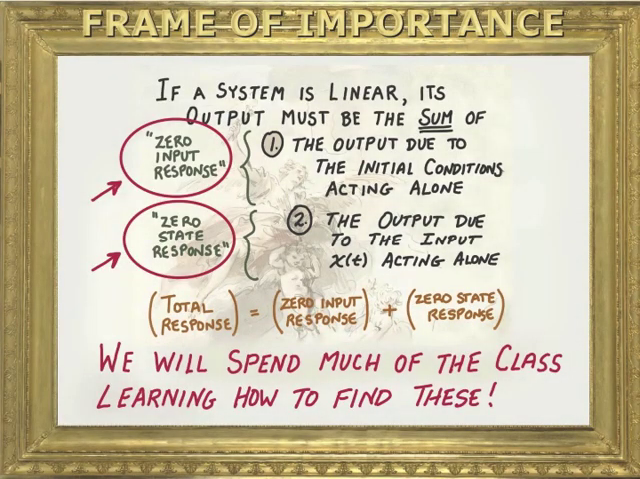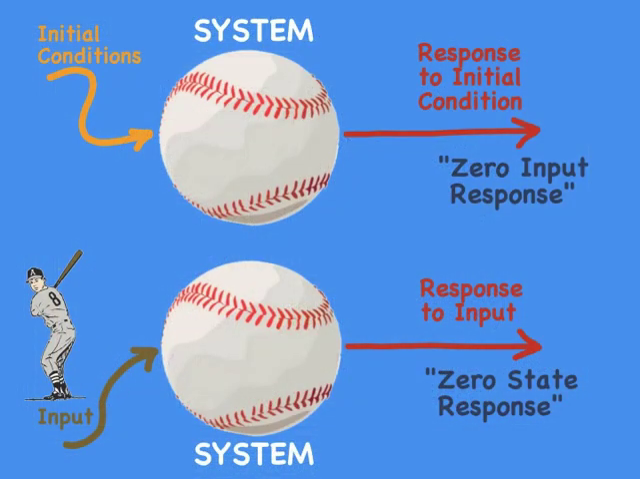Recall that for all linear systems, the total system response is the sum of two responses. One is the response to the initial conditions, which is referred to as the zero input response. The other is the response to the input, which is referred to as the zero state response.